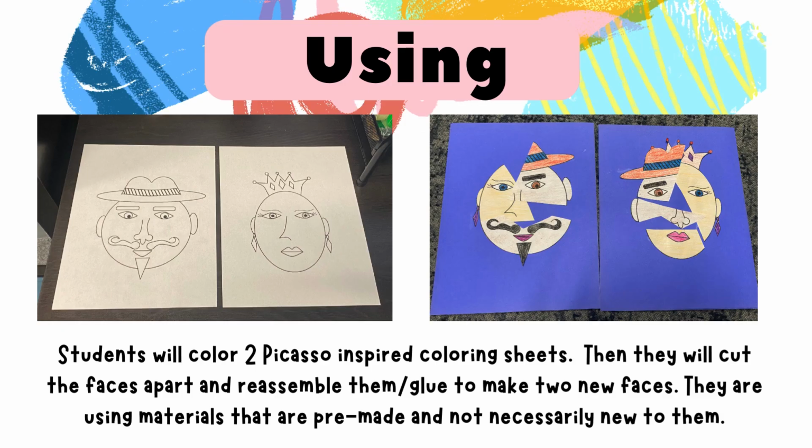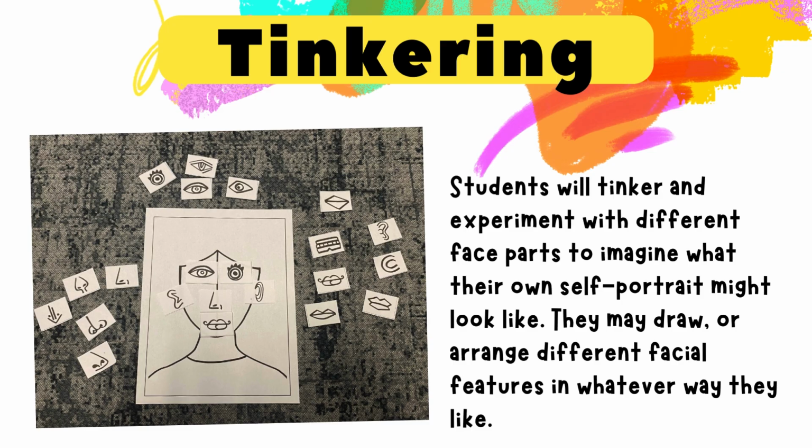So, in the using stage for this specific project and this book and build, students could color two Picasso inspired coloring sheets. They can cut the faces apart and then reassemble the features to make two new portraits. So I printed these out, I colored them, and then I swapped their faces and their features, and I got two new, very Picasso looking portraits. And that was the using stage.